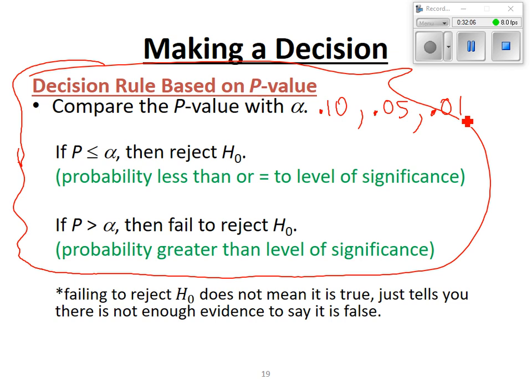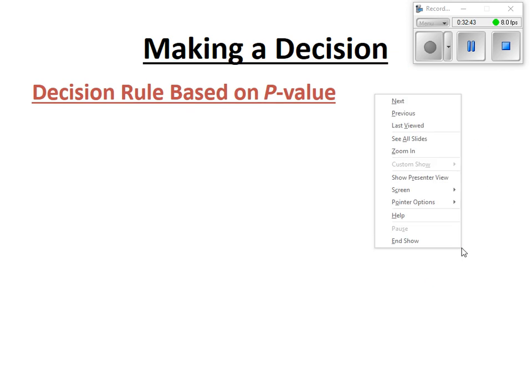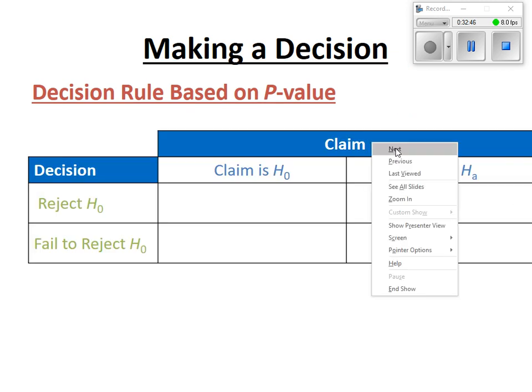So if we pick a 10% alpha level of significance, and we come up with a p-value to be like 0.09, we say, okay, 0.09 is less than 0.10. Well, if this is our p over here and it's less than that, do we reject the null or fail to reject the null? If our p-value is smaller than our alpha, do we reject or fail to reject? We reject it. Less than or equal to. So you make a decision based on that.